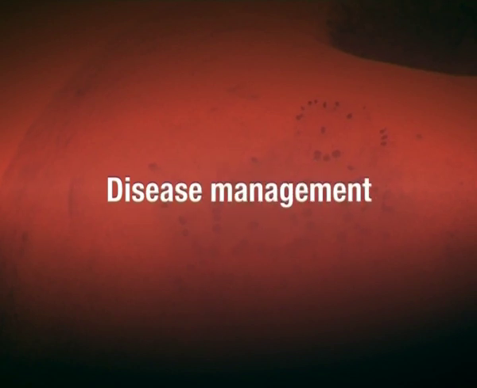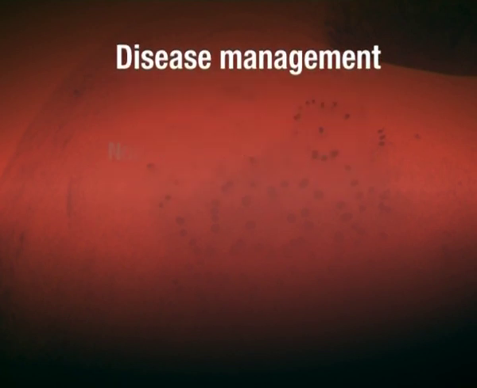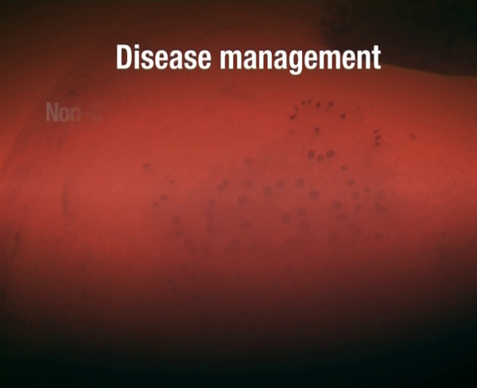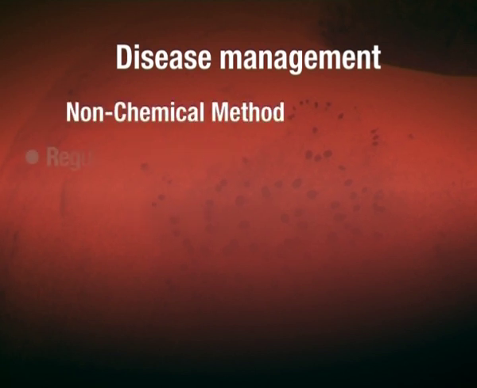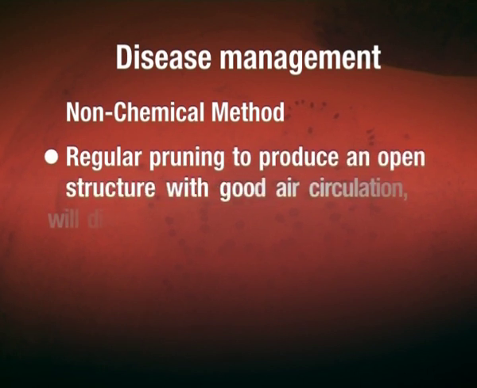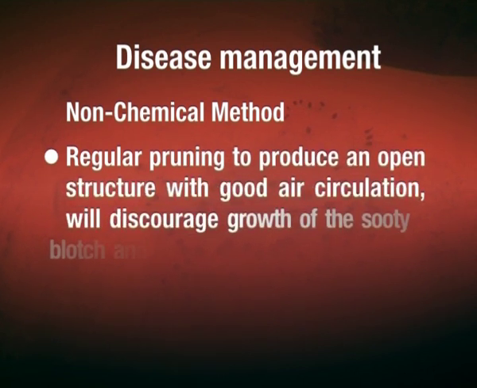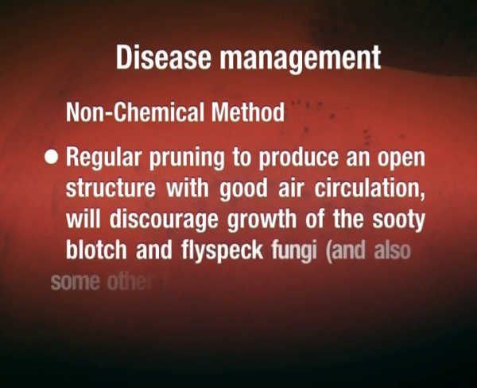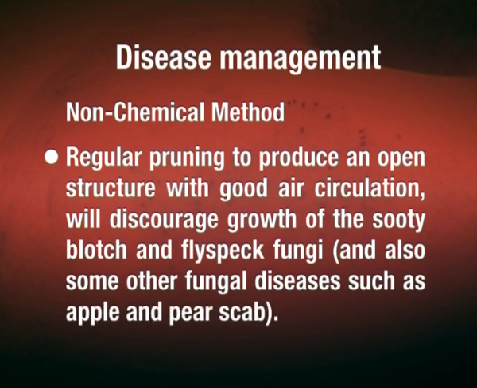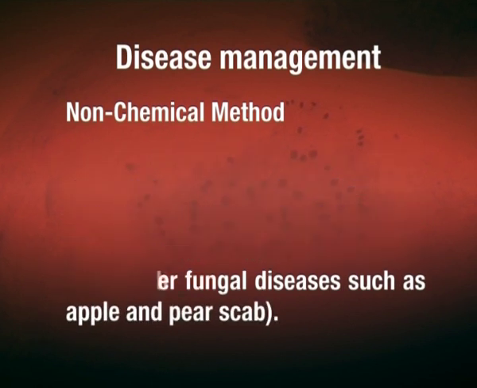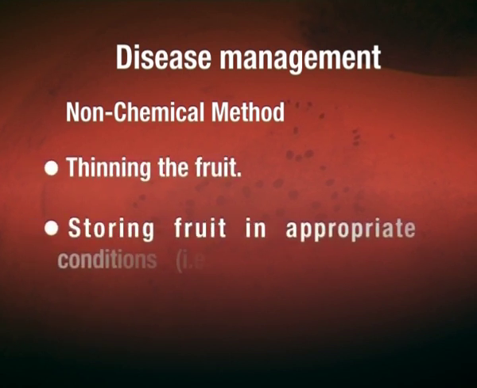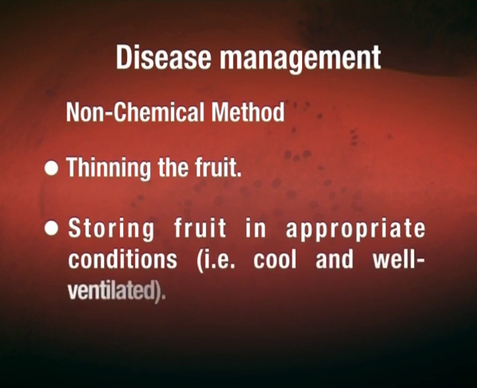The disease can be managed in two ways: non-chemical method and chemical method. In the non-chemical method, regular pruning to produce an open structure with good air circulation will discourage growth of the sooty blotch and fly speck fungi, and also some other fungal diseases such as apple and pear scab. Thinning the fruit. Storing fruit in appropriate conditions that are cool and well ventilated.